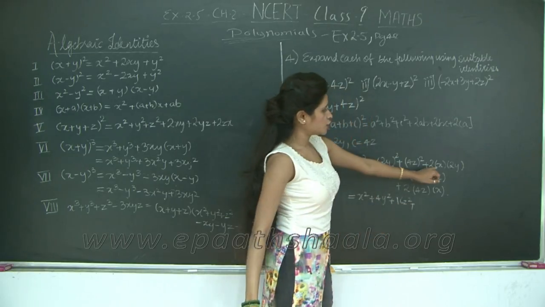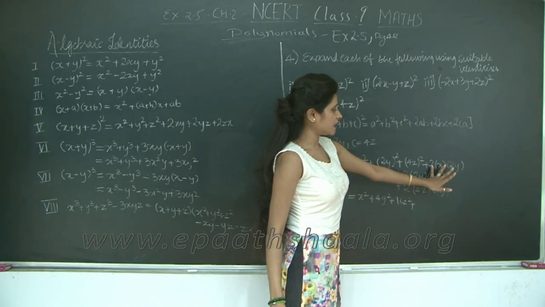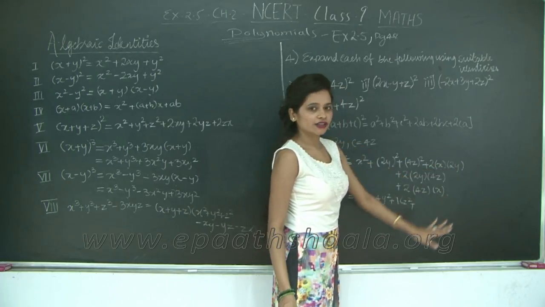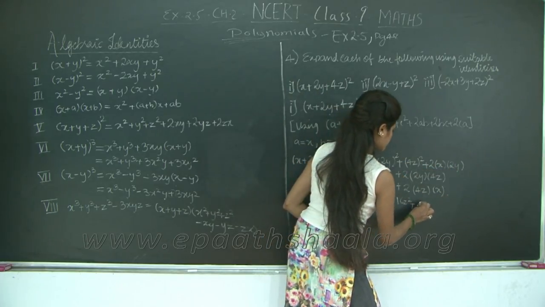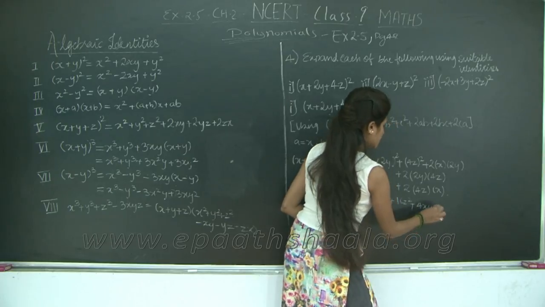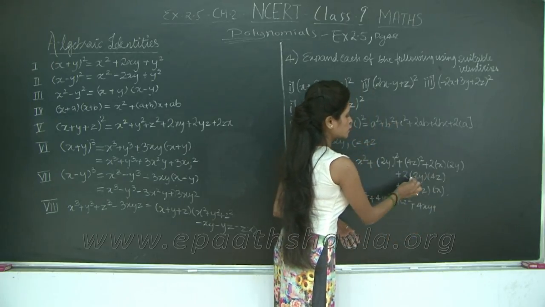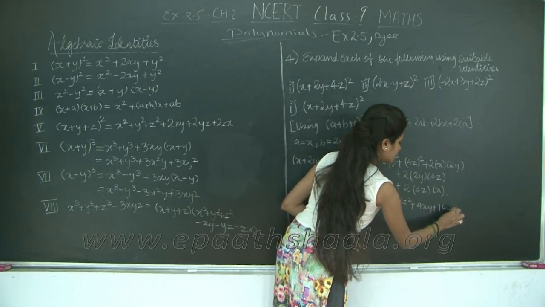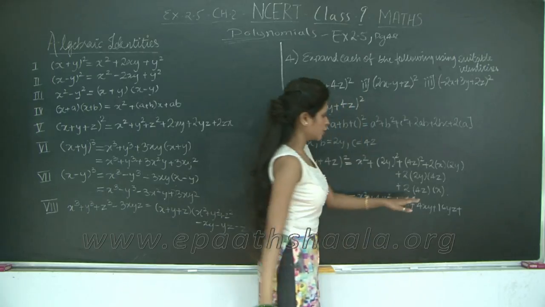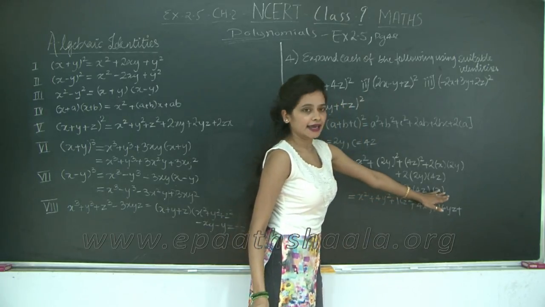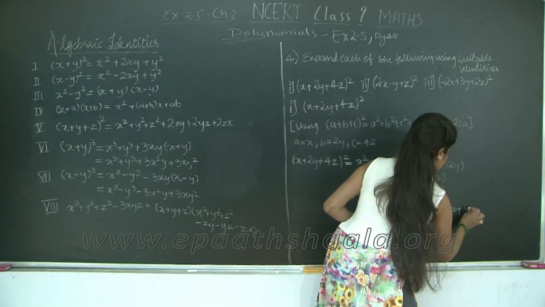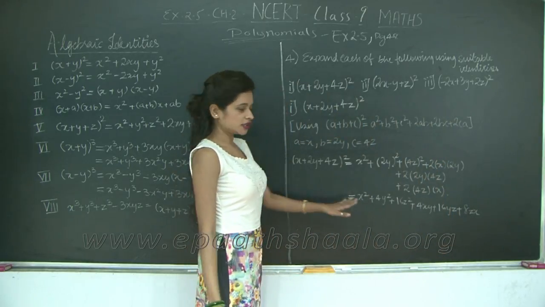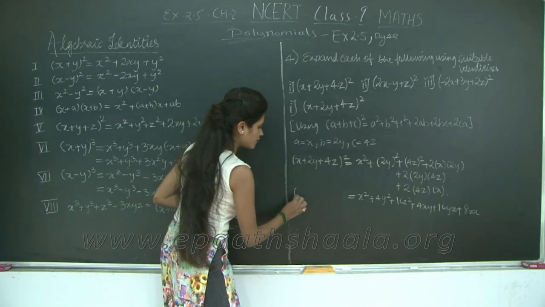plus 2 into x into 2y. So multiplying the constant parts, which is 2 into 2, so 4xy. Similarly, we have 2 into 2 into 4. So 2 twos are 4, 4 fours are 16, 16yz, plus 2 fours are 8, 8zx, right? So we have found the solution. Now we just need to write it in the form of an answer.